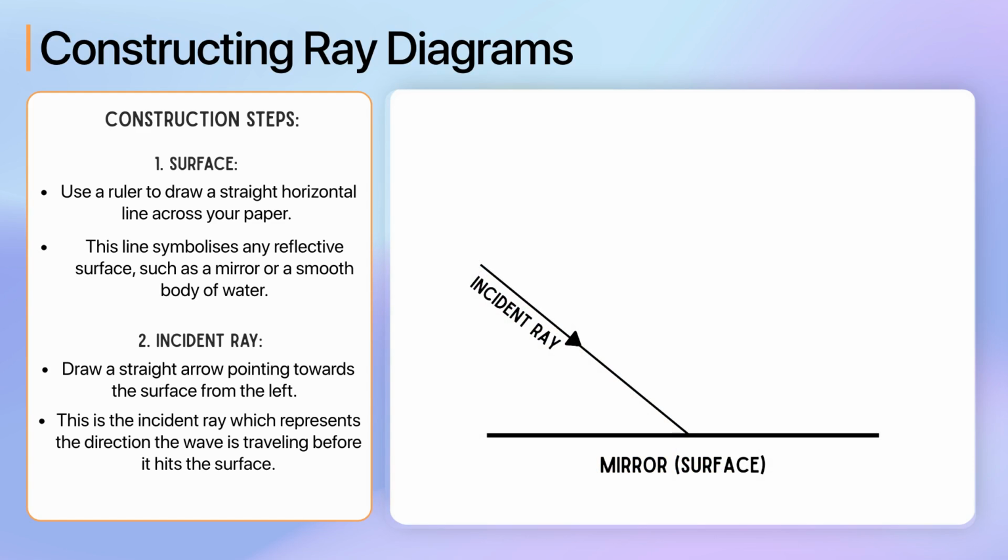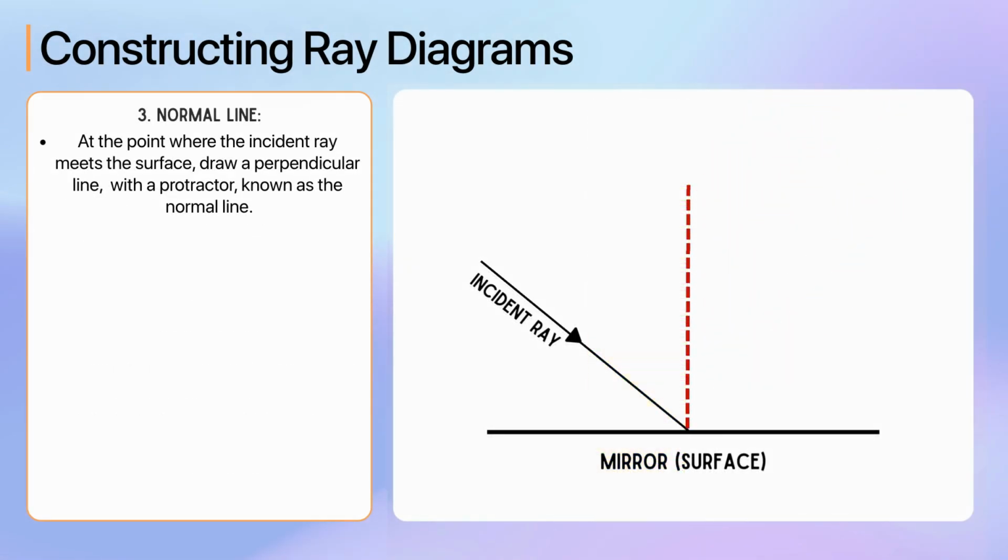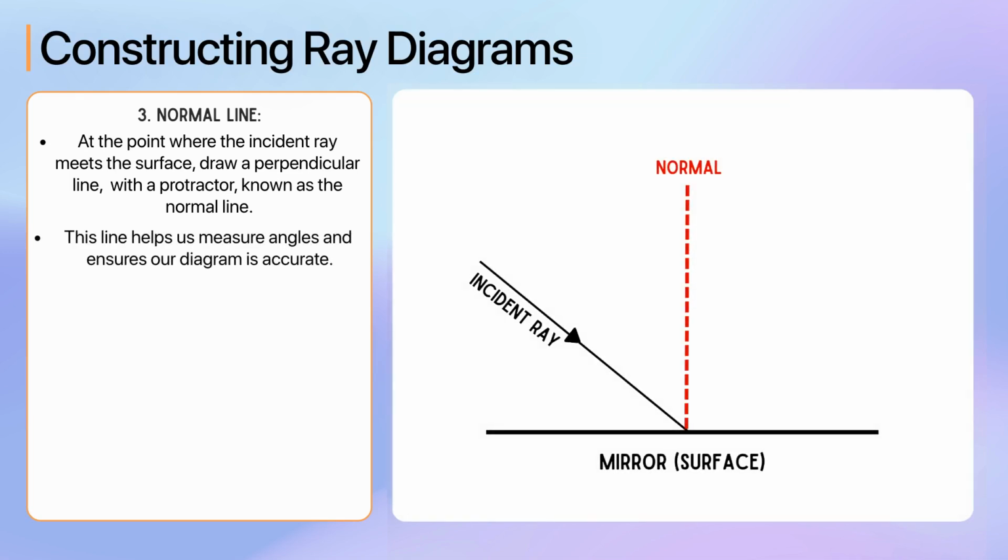Now that we have our surface and incident ray, let's establish the critical point of measurement, the normal line. At the point where the incident ray meets the surface, draw a perpendicular line, known as the normal line. This line helps us measure angles and ensures our diagram is accurate. Be sure to use a protractor to get the 90-degree angle right.